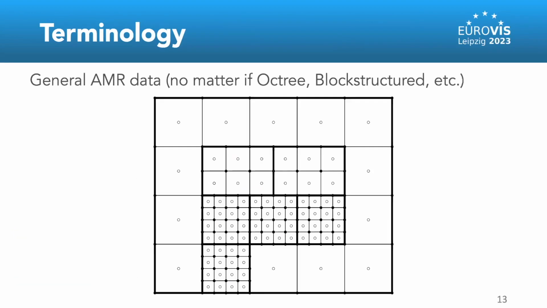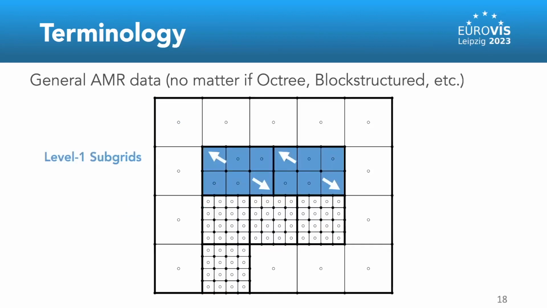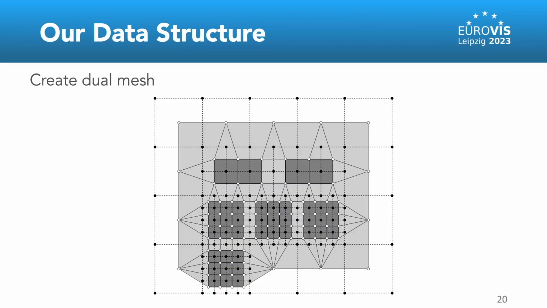Let's recap a little bit of terminology before we start discussing how we optimize this dual mesh data structure. I will be mentioning cells, and cells have different refinement levels. These are level 0 cells. This is the next coarser level, this is level 1. These are level 2 cells, and then we have grids that the AMR data comes with. These are level 0 grids, level 1 grids, level 2 grids.